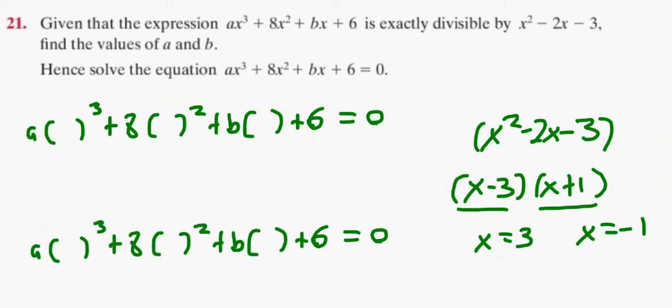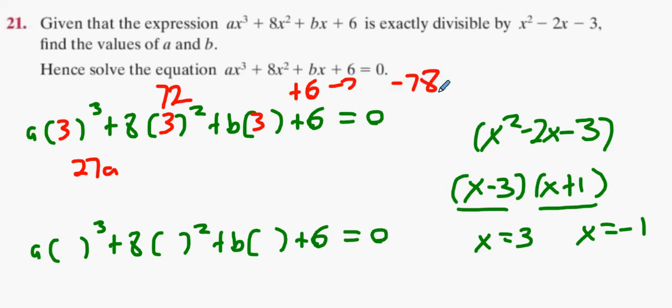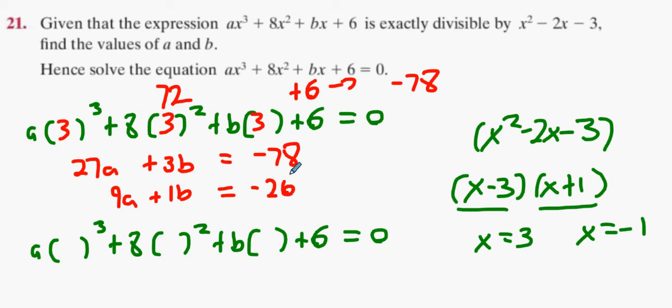Now, we'll start off with the red equation. So I'm going to get 27a, that's going to be 72, that's going to be 6. Move them over to the other side, we're going to get minus 78. Now, Brian, I reckon this is divisible by 3, is it? So 9a plus 1b equals minus 26. Alright.